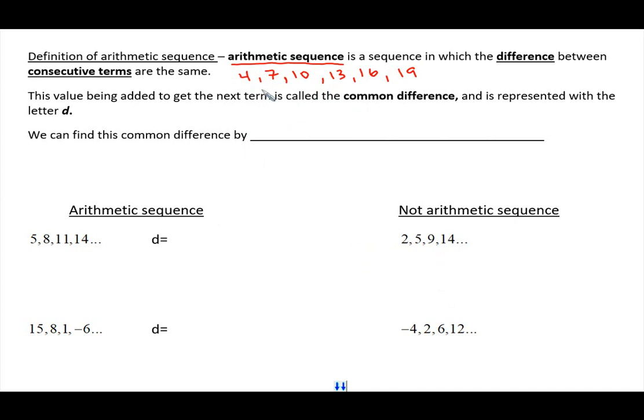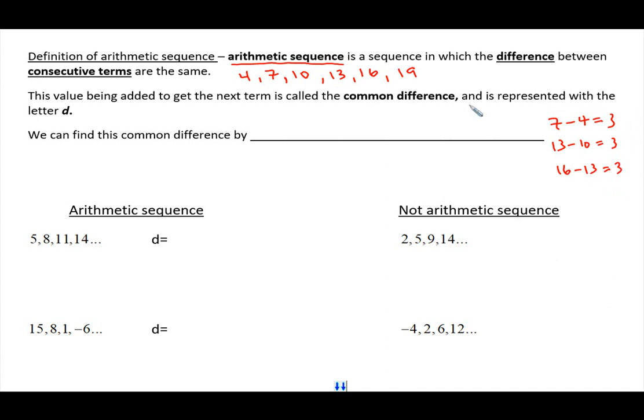Now this number that we're adding each time, right? We're adding 3 each time. To figure that out, what we do is we could take any of these numbers and subtract the number before it. For example, if I take 7, and I minus 4, I end up with 3. Or if I take 13, I minus the number right before it, 10, I get 3. Or if I take 16, I minus 13, I get 3.